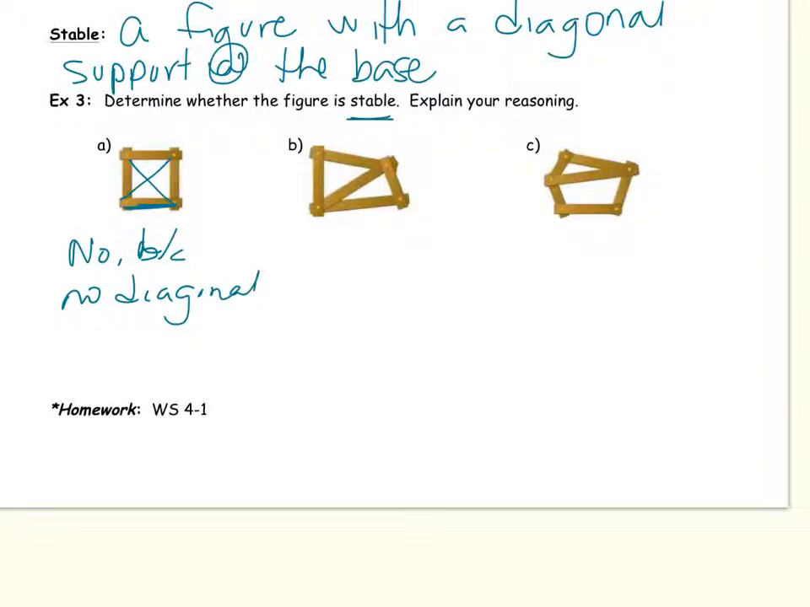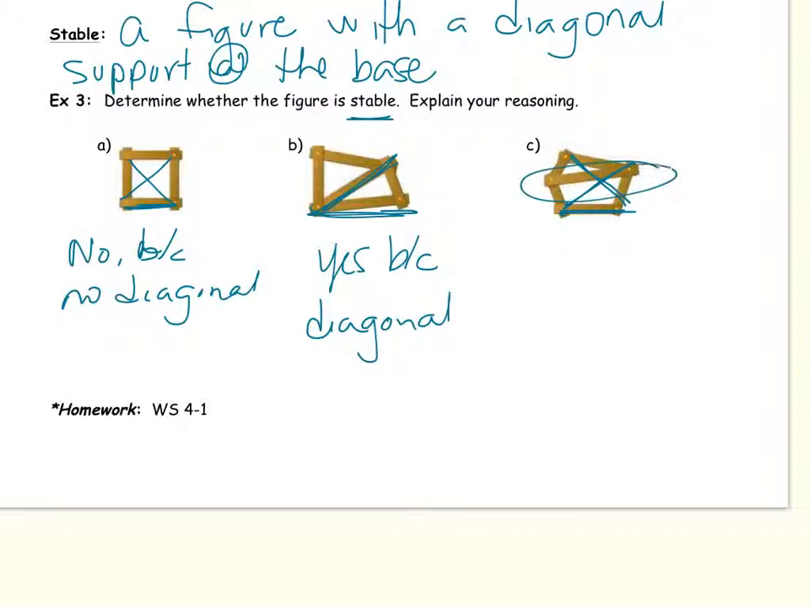B, I would say this is my base, and there is a diagonal, so yes, because there is a diagonal. C, here's the base, so I need a diagonal that touches that base, and this diagonal right here does not touch the base, so this would be a no. No diagonal support at the base.